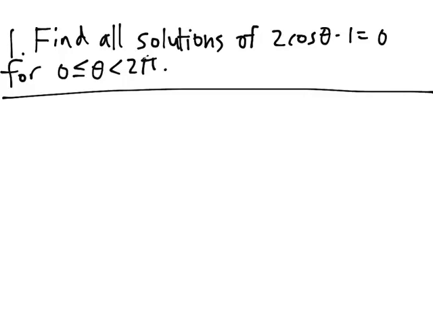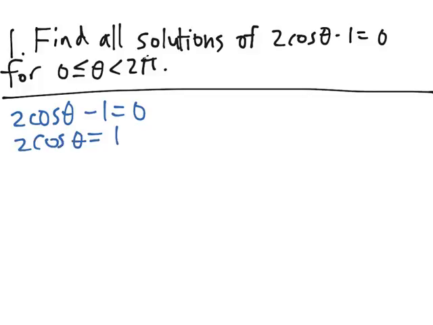To solve this equation, let's first try to isolate cosine of theta. Starting with 2 cosine theta minus 1 equals 0, we can add 1 to both sides of the equation to get 2 cosine theta equals 1. And then divide both sides by 2 to get cosine theta equals 1/2.